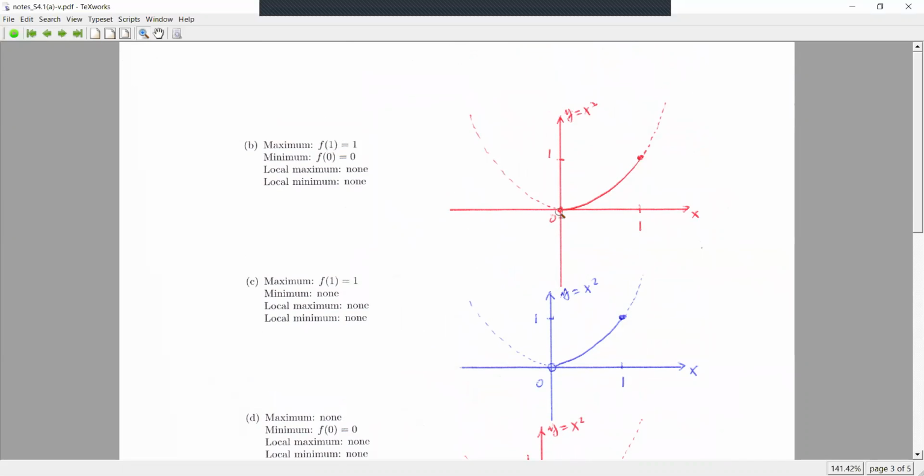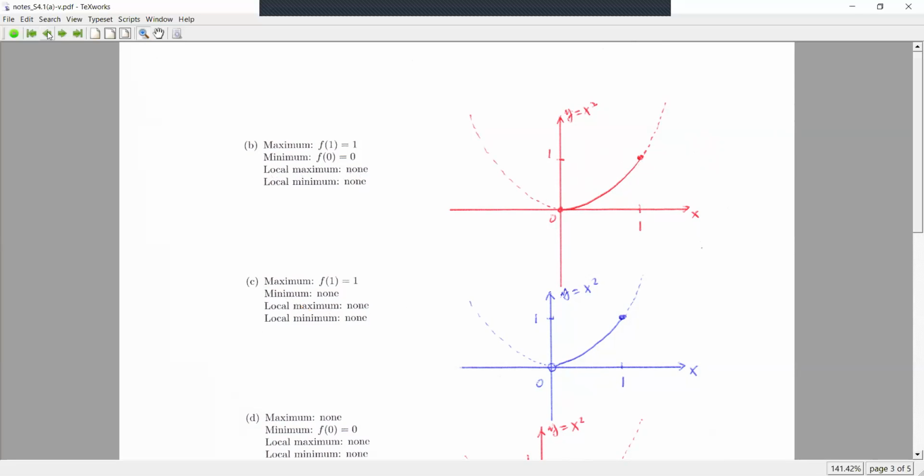This point is the lowest point of this portion. So the function value at this point, 0, is the minimum function value. The location is 0. About local maximum. This point, locally, maximum. But this point is an endpoint. The book doesn't consider an endpoint as local maximum by convention. So the answer is no local maximum over the interval 0 to 1. And similarly, no local minimum over the interval 0 to 1.